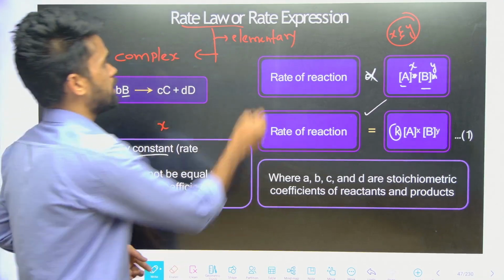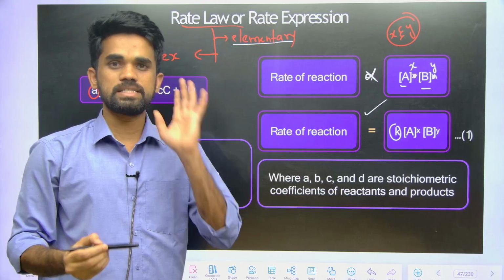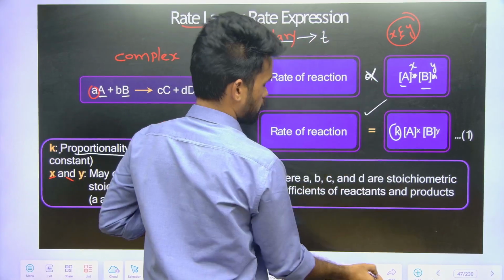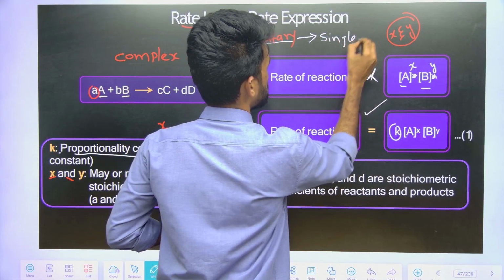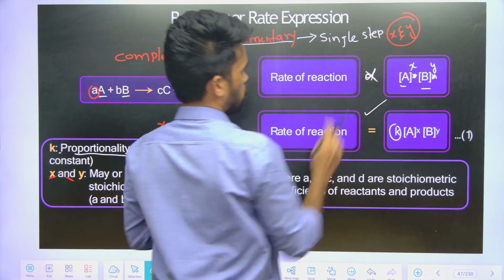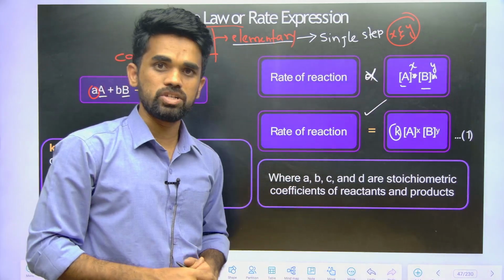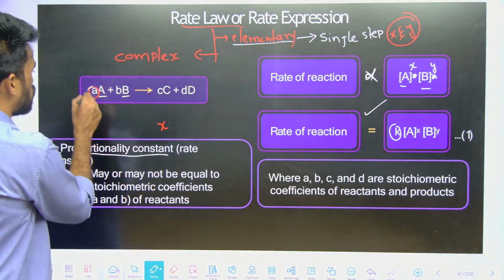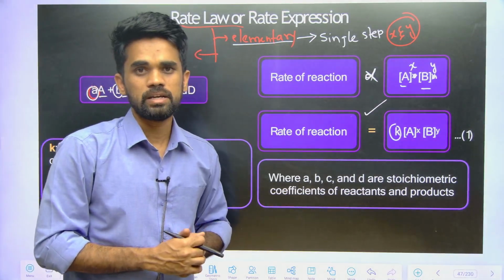Elementary reactions are those reactions which take place in a single step. How many steps will it take? A single step. The reaction happens in a single step. Those are called elementary reactions. So in these elementary reactions, whatever the stoichiometric coefficients are, those become the orders for those reactants in the reaction.